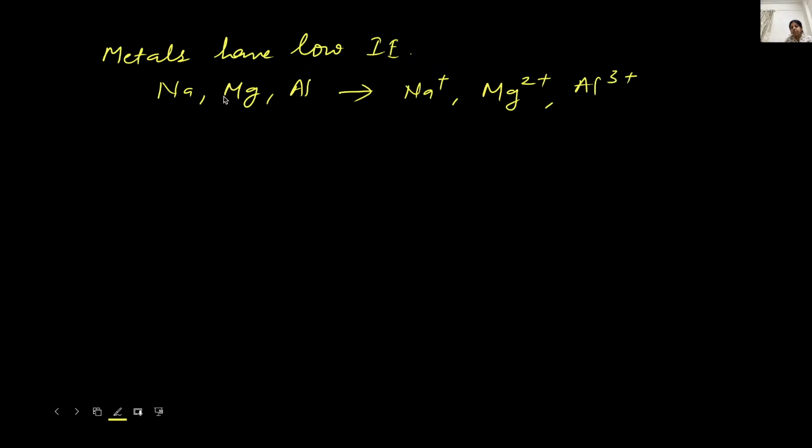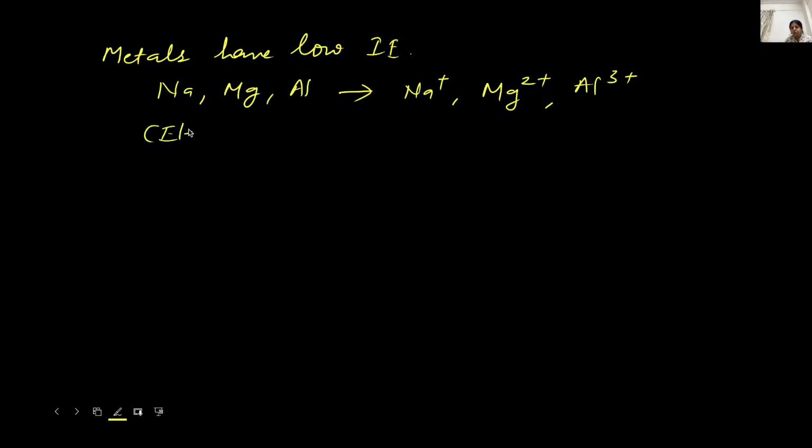See here why metals have low ionization energy. Like sodium atom, magnesium atom, aluminium atom, they try to lose the extra electron easily and form the positive charge, isn't it? They lose their extra electrons from the outermost shell and form the respective cations. So metals have a very high tendency to lose electrons. They are electropositive in nature.